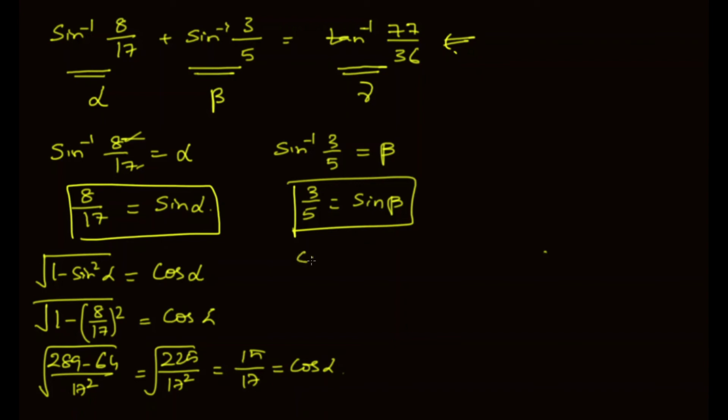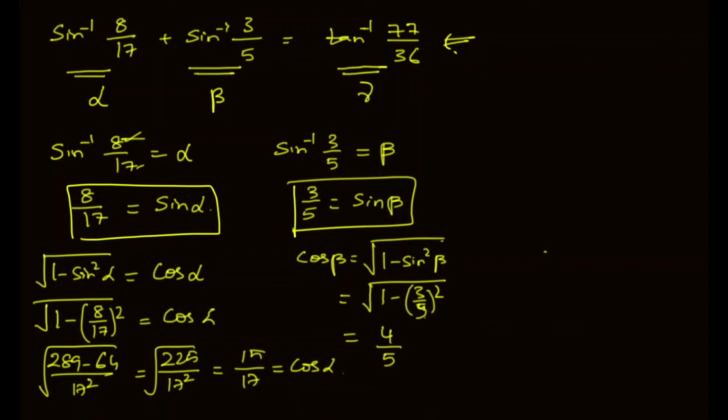Similarly, let's try to find out cosine beta. Cosine beta is equal to root of 1 minus sine square beta. Respective angles should be considered there. 1 minus (3 by 5) whole square would lead us to 4 by 5. Cosine beta would be 4 by 5. Cosine alpha is 15 by 17.